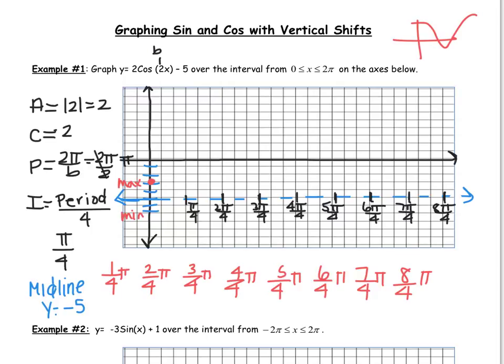Okay? So now watch, we're just going to follow the cosine curve. We're going to go down, down, up, up, down, down, up, and then up. There's one too many. So this is what my cosine curve will look like.